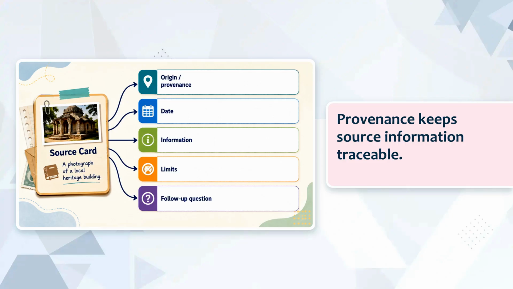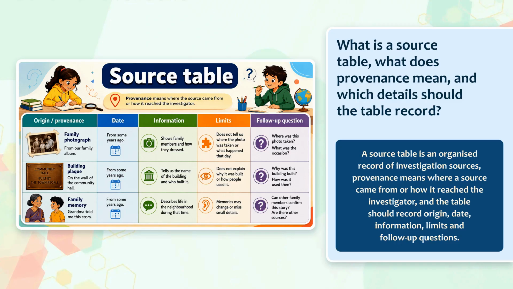The table does more than store facts. Provenance keeps source information traceable. Recording limits and follow-up questions also helps prevent unsupported claims. Read the 5-column headings from left to right. What is a source table? What does provenance mean? And which details should the table record? The column headings contain the full answer.